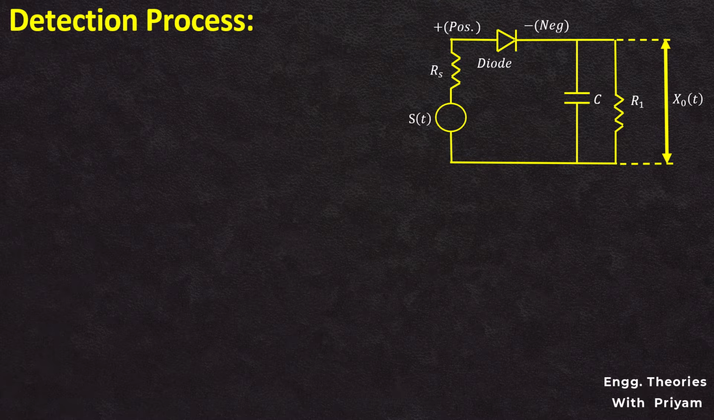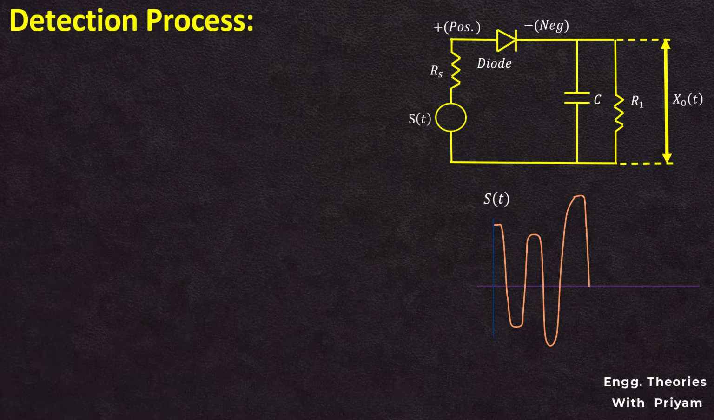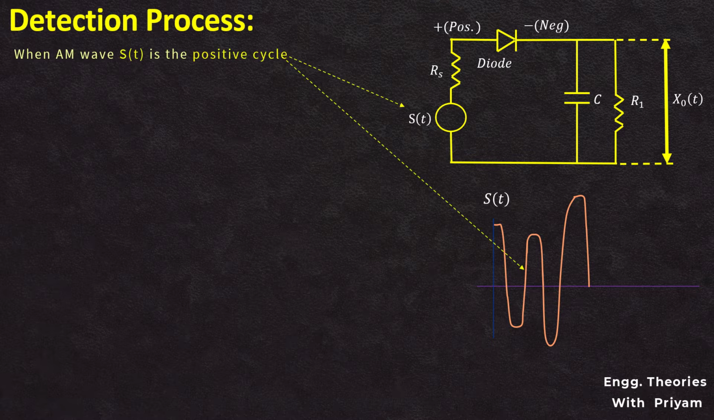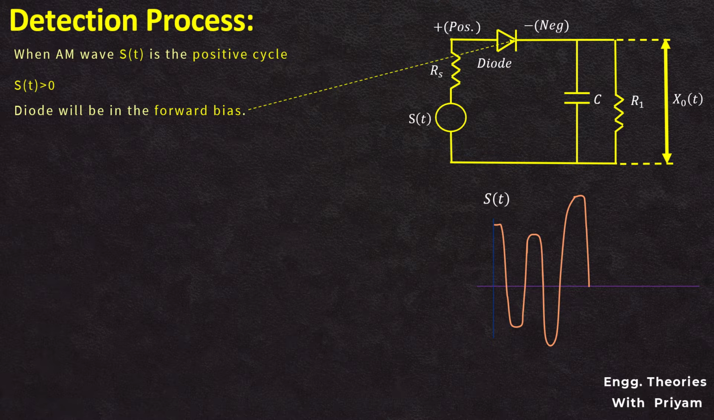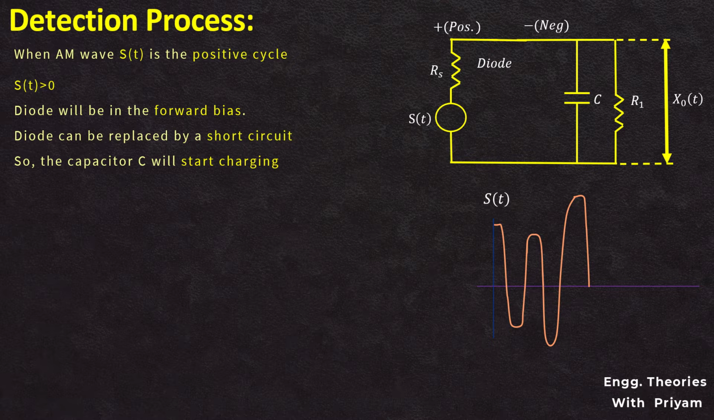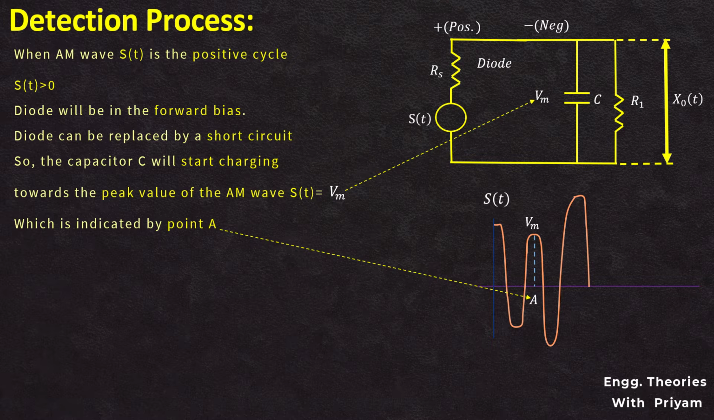Let us understand how this circuit functions as a demodulator. In the circuit diagram, the amplitude modulated signal is given as the input to the diode. When the amplitude modulated signal is in the positive half cycle, then ST is greater than 0, or the input to the diode is greater than 0. Then the diode will be in the forward bias condition, or the diode can be replaced by a short circuit. So the capacitor C will start charging towards the peak value of the amplitude modulated signal ST, which is equal to Vm, indicated by point A in the graph of the amplitude modulated signal ST.